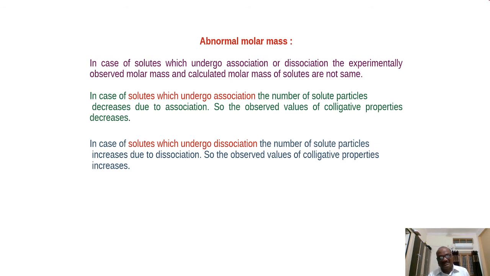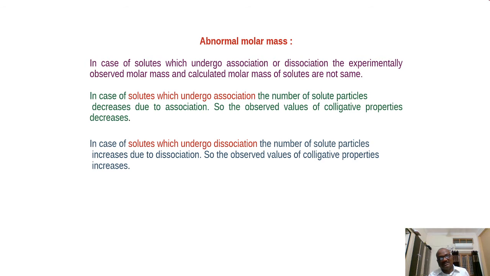That is, the difference between the experimentally observed and the actual molar masses. These experimentally observed molar masses are called abnormal molar masses. We see abnormal molar masses in the case of solutes which undergo dissociation or association in the presence of a solvent. Only in those cases do we see the abnormal molar mass. So the molar masses other than the calculated or actual molar masses are called abnormal molar masses.